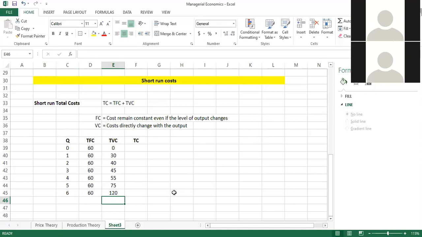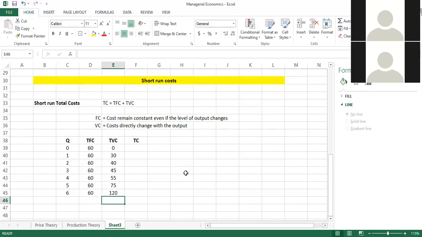So the variable cost curve, practically, we know when the output increases, it will increase, but it will not increase at the same rate. That means if you draw the total variable cost curve of a firm, what do you think? Will it be a straight line or non-linear?